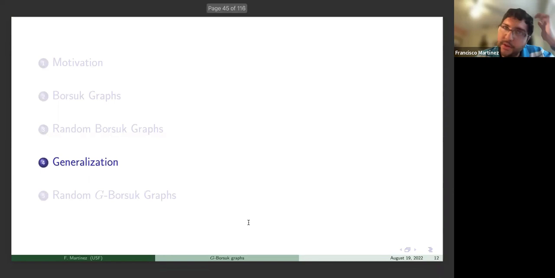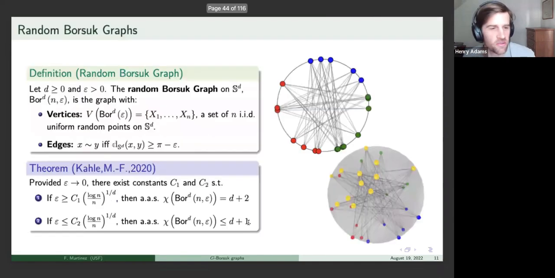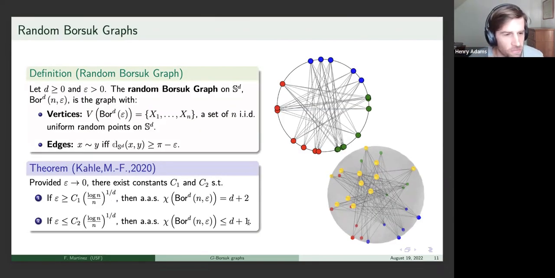But then we thought about whether there is any way in which we... Francisco, can I interrupt with a question? Yes, of course. So you have all edges that are at least pi minus epsilon, right? I see. As epsilon is getting larger, you're having more and more edges. Yeah. So for epsilon larger, that's why the chromatic number might be higher. Okay, I'm with you. Thank you.